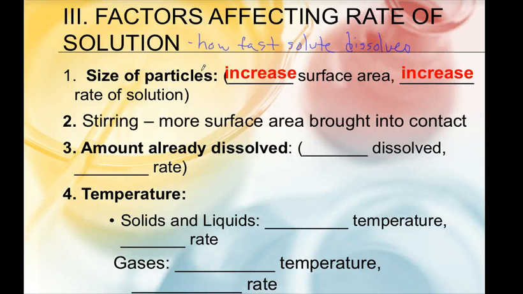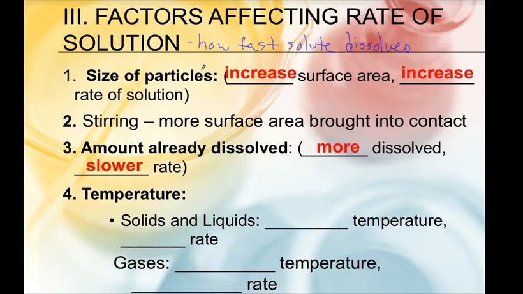Two, stirring. Stirring makes things dissolve faster. I think that's pretty much common sense. Again, this doesn't make more dissolve. It only makes it dissolve faster. Also, how much is already dissolved. You know, if you have a lot of sugar dissolved in tea and you try and dissolve more, it might dissolve, but it's going to take a little bit longer.